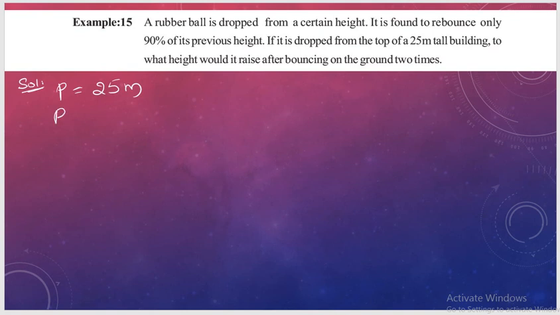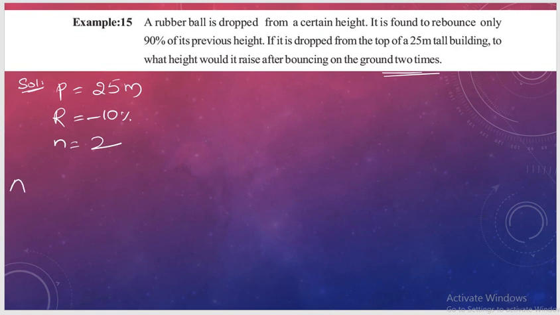Next, what is the rate of interest? Here we should not say rate of interest, it is nothing but rate. So what is the rate? Either you can take it as 90% of its previous height, or directly you can take minus 10, because every time it is reducing by 10%. So either you can take plus 90 or minus 10. I am taking minus 10 here. Next, after how many times? After 2 times, so n is equal to 2.